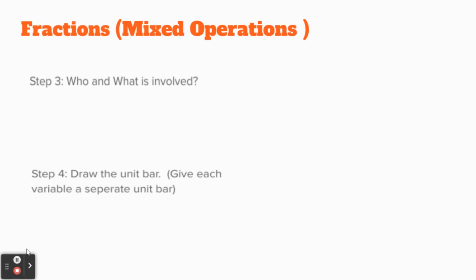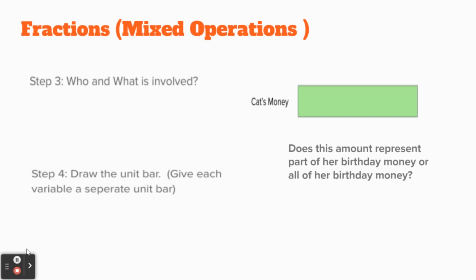And then we're going to draw the unit bar. So it's all Kat's money. We'll just draw one unit bar. And we might ask our students, does this amount represent part of her birthday money or all of her birthday money? You got it. It represents all of her birthday money.